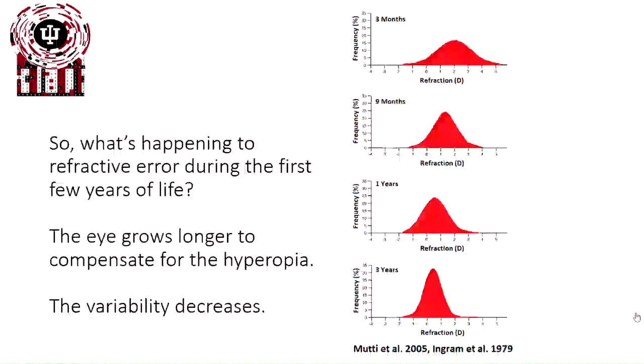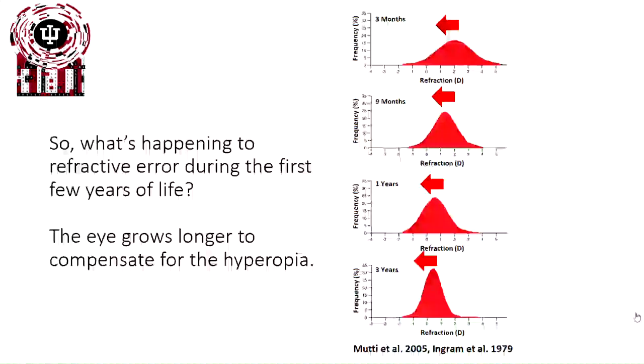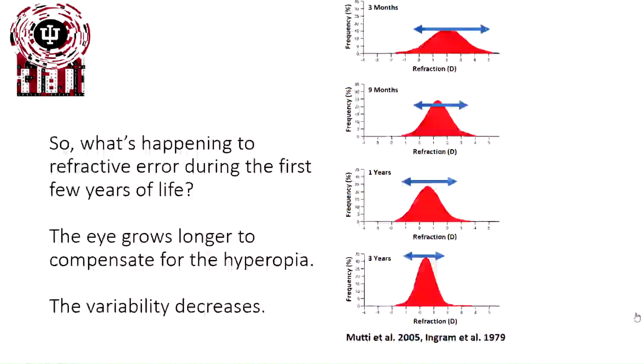So what's happening to refractive error during the first few years of life? The eye grows longer to compensate for the hyperopia, and the variability decreases. As we can see here, looking at different groups of 3-month-olds, 9-month-olds, 1-year-olds, and 3-year-olds, we start to see the actual average refractive error shift from 2 diopters of hyperopia down almost to emmetropia by the age of 3. We also start to see that variability decreasing.